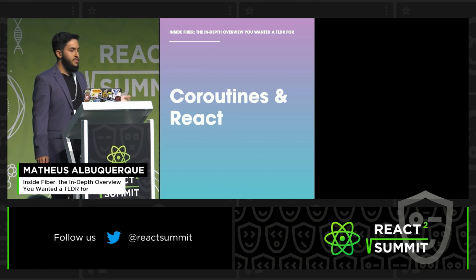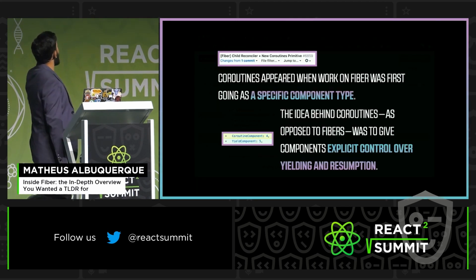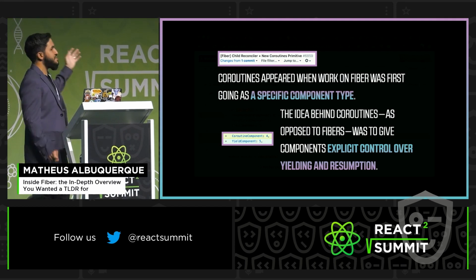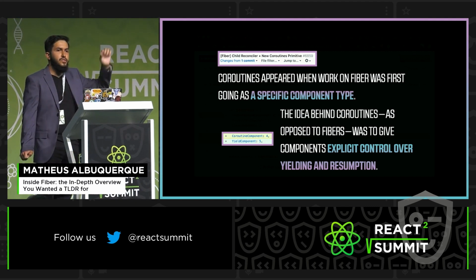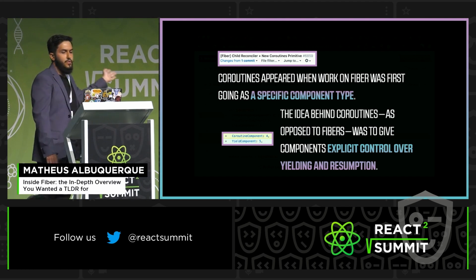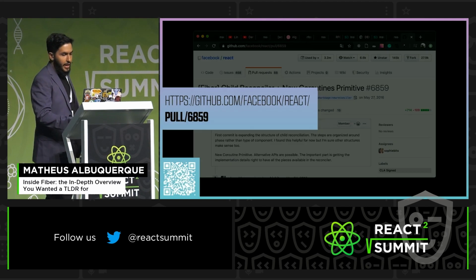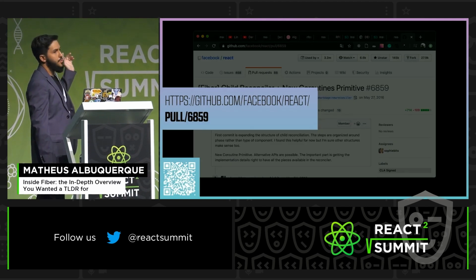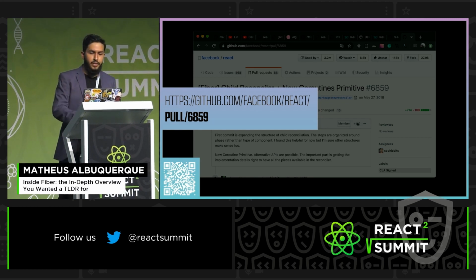Now we can talk about coroutines in React. They first appeared when work on Fiber was going on, as a specific component type. Remember we saw those tags where you have all the different component types. You have two others that were coroutine component and yield component. The idea there, as opposed to fibers, was to give you, the developer, full control of pausing and resuming. And by the way, there's this really interesting pull request that lays out their idea and how they meant to implement the whole thing.